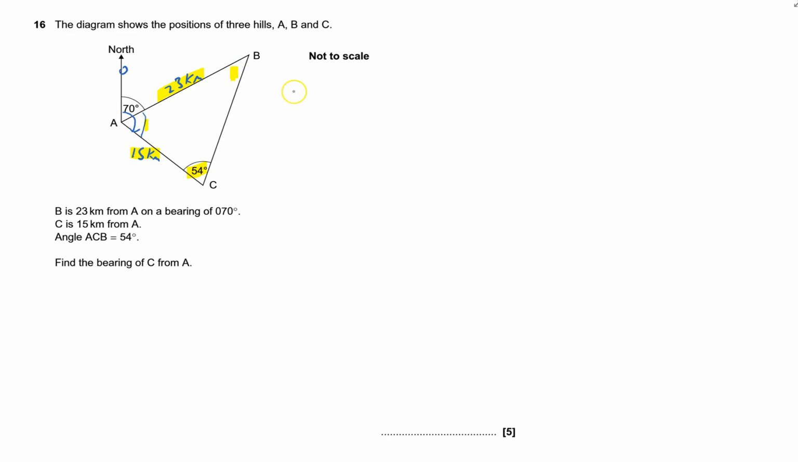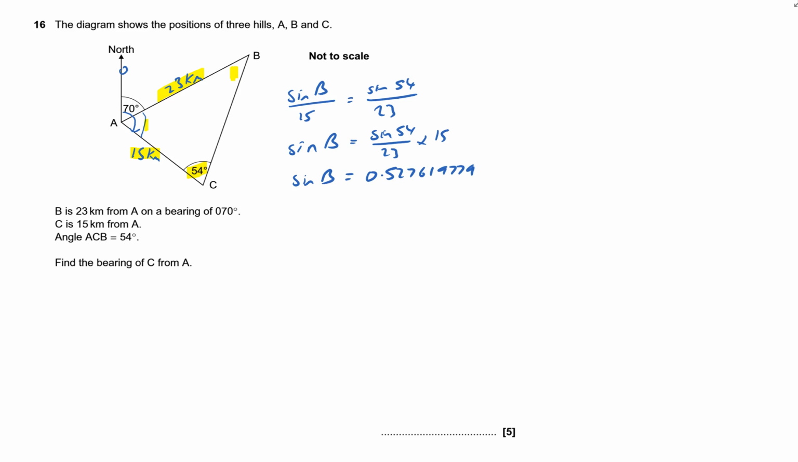I don't know this bit, so I'm going to write down sine B, because it's the angle will be sine, and that will equal sine of 54 over the pair with that will be 23, and the pair with the B will be 15. So sine B equals that. That means I can work out by timesing both sides by 15. So sine B equals sine 54 over 23 times by 15. And so that means sine B equals 0.527619779. I don't want to know what sine B is.